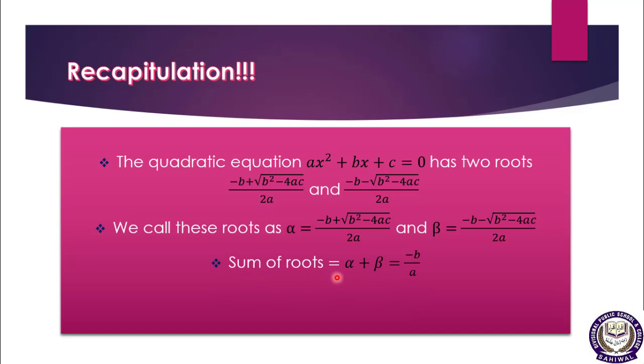The sum of these two roots, alpha and beta, is always equal to minus b over a, where b is the coefficient of the linear term or x and a is the coefficient of the quadratic term, or the coefficient of x square. The product of the roots alpha and beta is equal to c over a, where c is the constant term and a is the coefficient of x square.